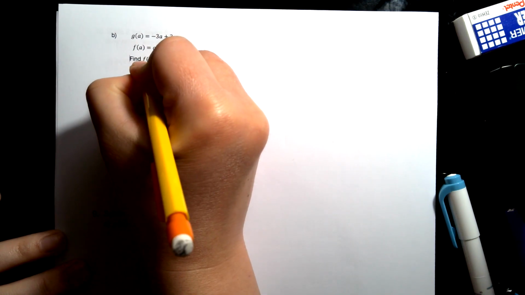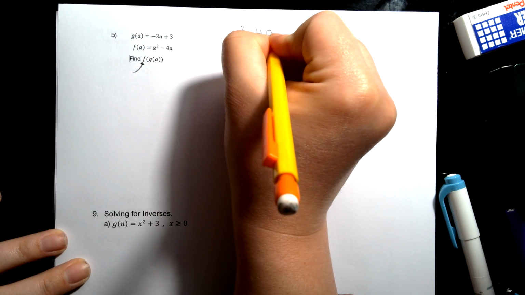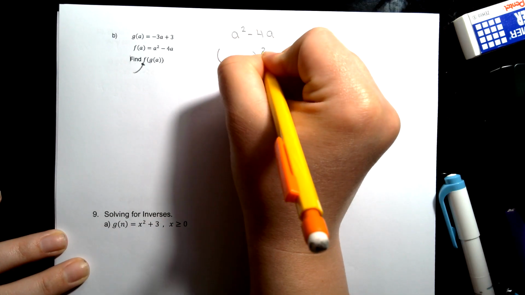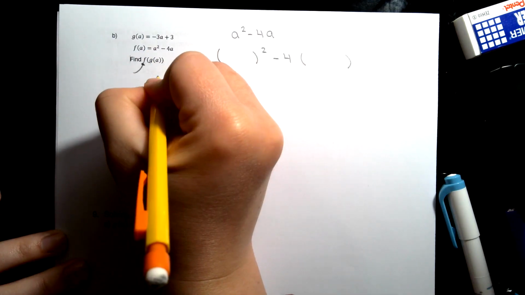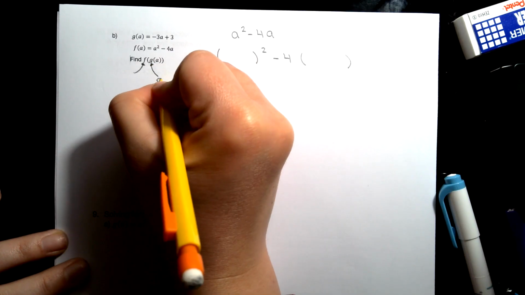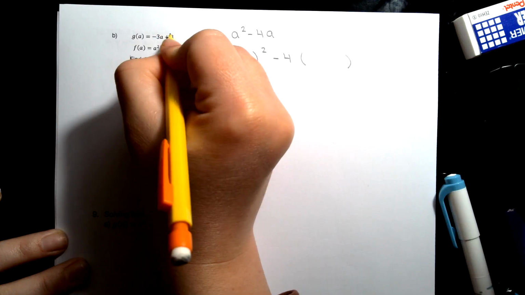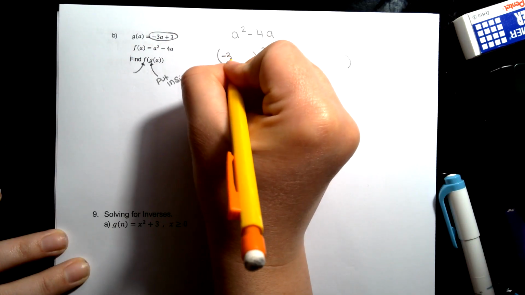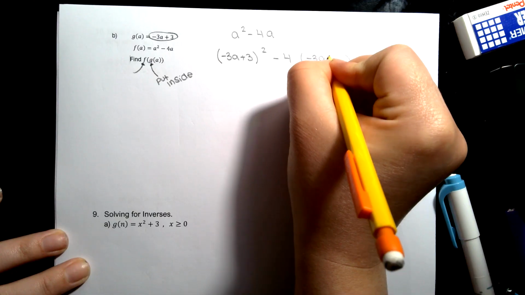This one is saying f of g of a. So again, you're taking a look at your first letter. So f is what we want, a squared minus 4a. We're opening up a. Then g is our second. We're going to put g inside. So here's your g function. So negative 3a plus 3 is going inside.